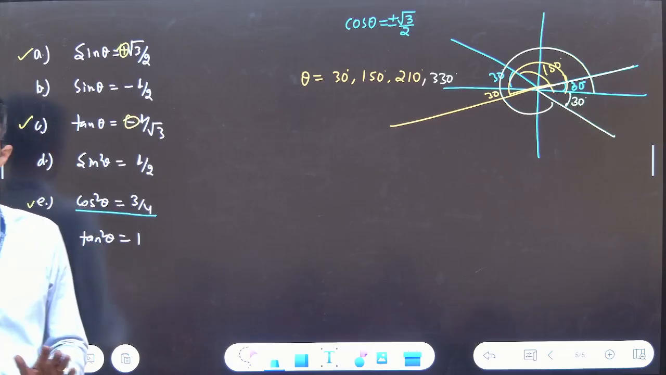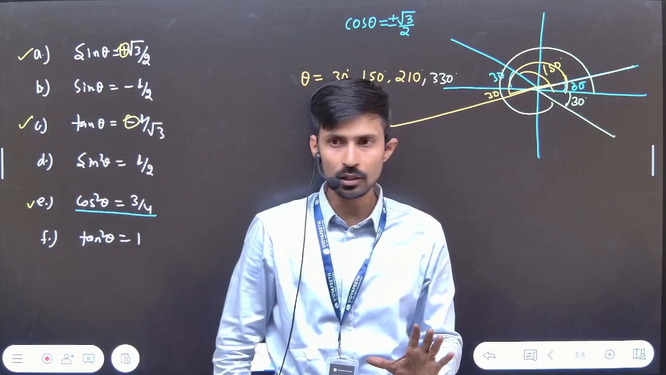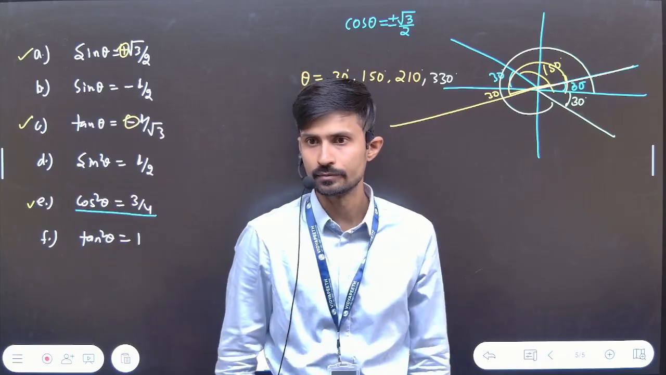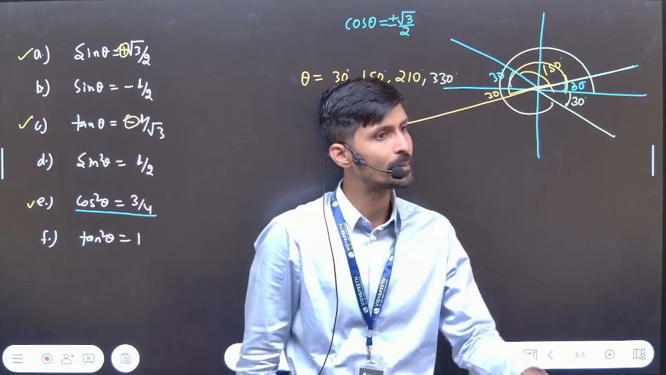Okay now? So simple, how we'll find the angle in the second quadrant, or directly you can remember it: second quadrant, pi minus theta. Third quadrant, pi plus theta. Fourth quadrant, 2 pi minus theta, that's all.